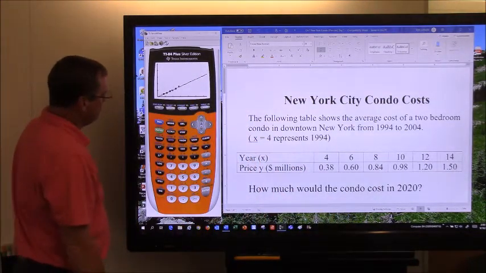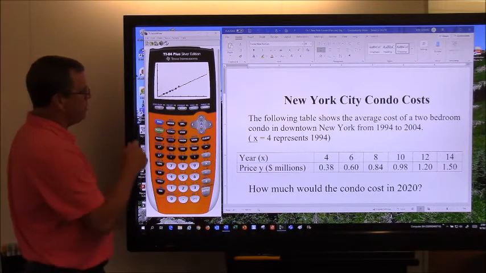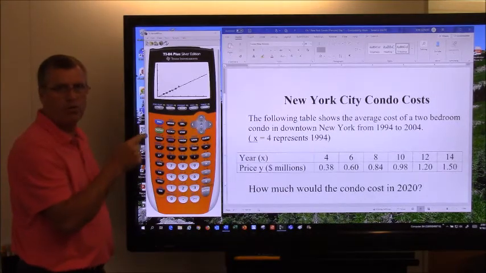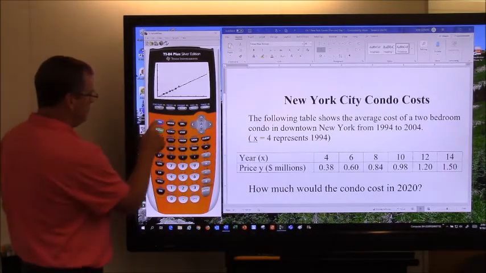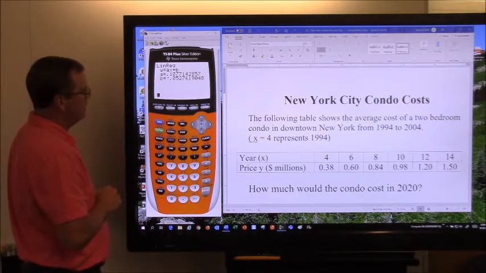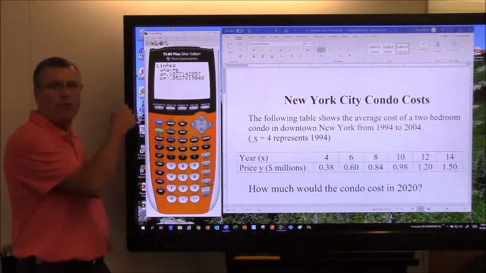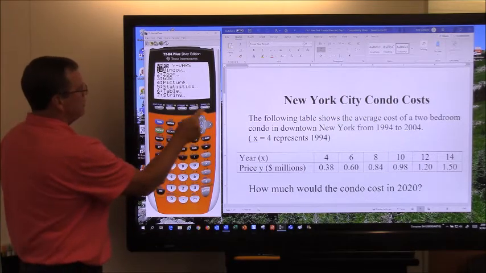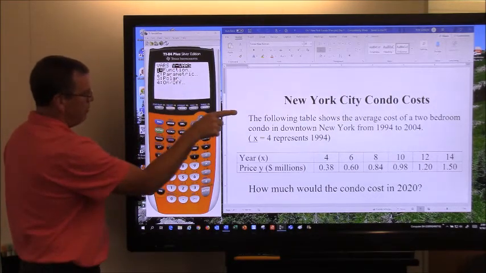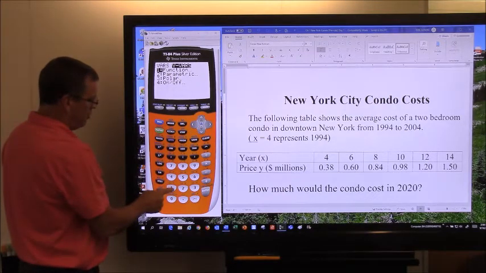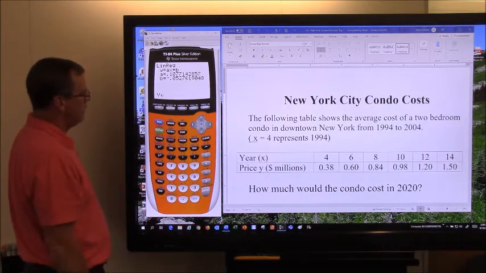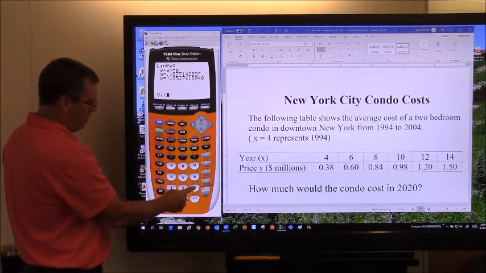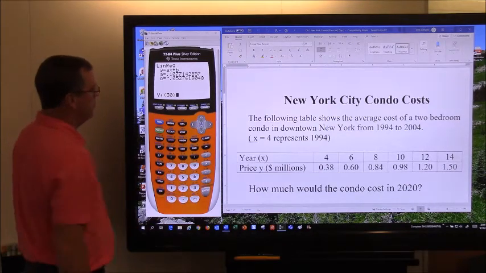So what I'm going to do is go back to my home screen, second quit, and I'm going to go back and get Y1 in here one more time. So I'm going to go vars, I want Y variables, so I'm just arrowing right once. And I'm going to hit option 1 and option 1 again. And I'm going to put parentheses here, and I'm just going to type in a 30.